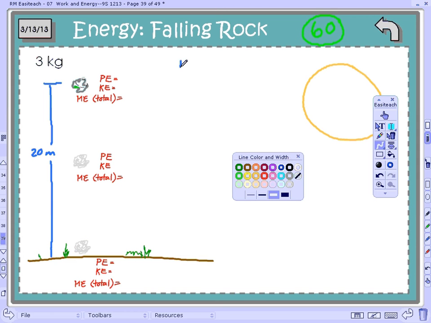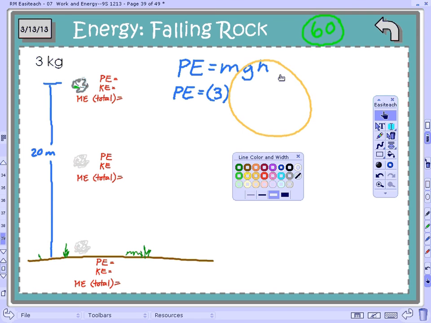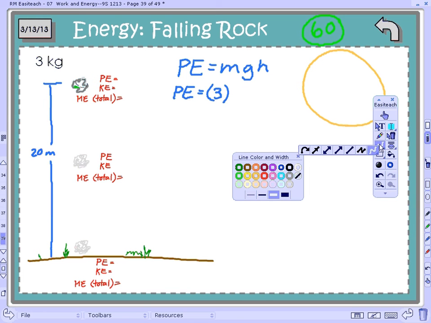So the potential energy in the beginning is mgh. A quick calculation: we just put in the mass of 3 kilograms. I deliberately just threw that number in there, and hopefully you recognize that as a mass. And then g is always 10 on Earth, and then the height is 20 meters. So this thing starts out from a height of 20 meters.